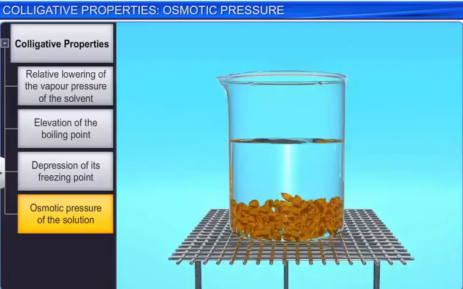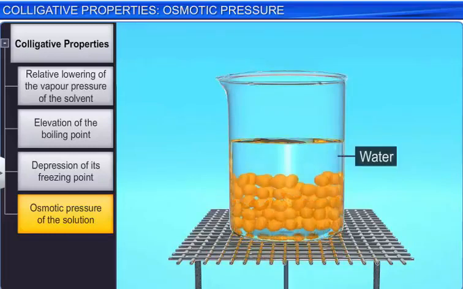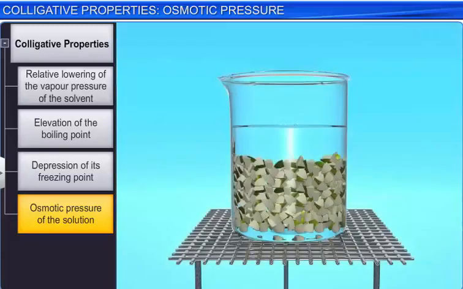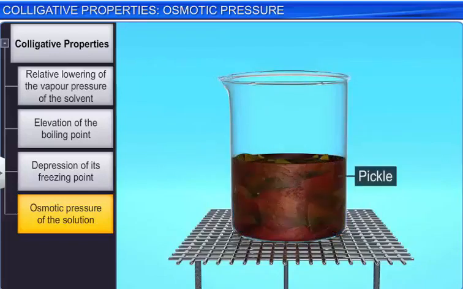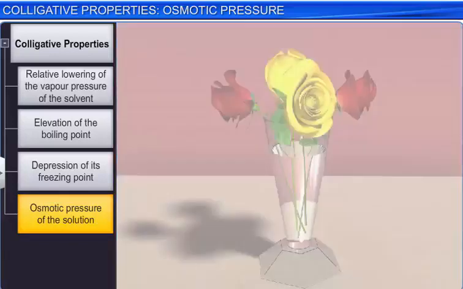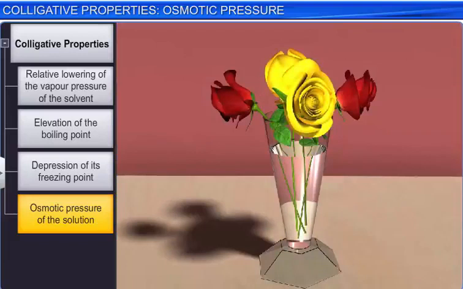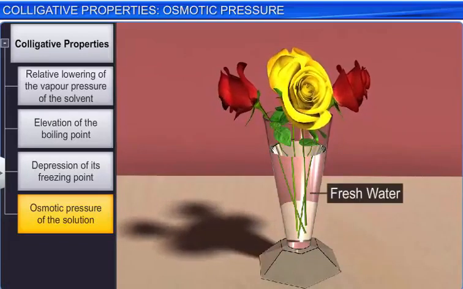Observe these processes carefully. Place some dried fruits and vegetables in water. They slowly swell up and return to their original form. When a raw mango is placed in concentrated salt solution, it loses water and shrivels into a pickle. Similarly, if we place wilted flowers in fresh water, they are revived.